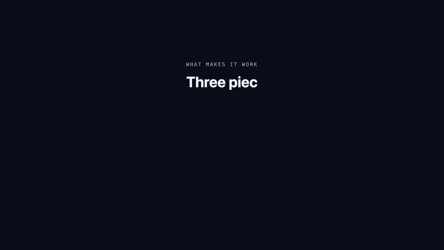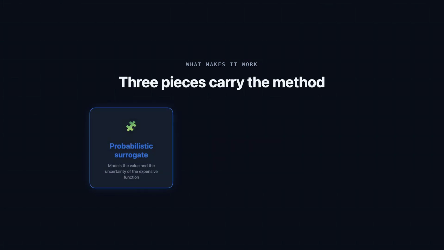So let's distill the approach into the 3 pieces that make it work. First, the probabilistic surrogate. It stands in for the expensive function, modeling not just a predicted value at each point, but also the uncertainty around it. That uncertainty is what lets the method reason about where it might be missing something good.